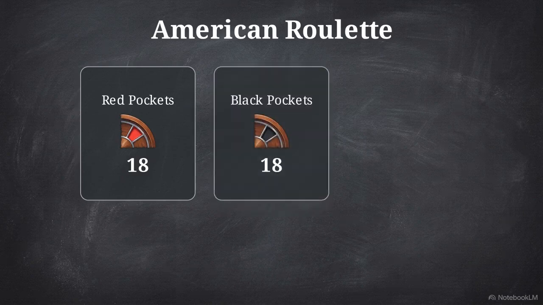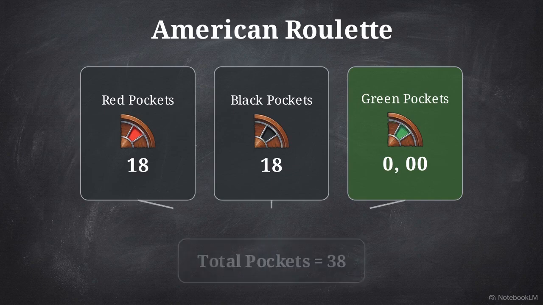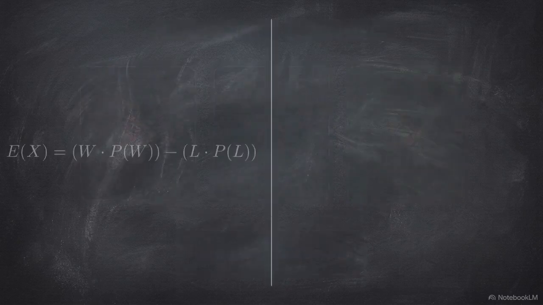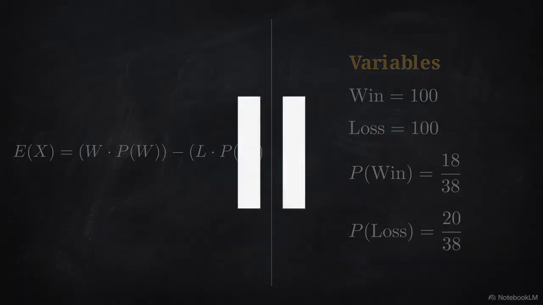Let's test this on an American roulette wheel. This layout has 18 red pockets and 18 black pockets, but adds a second green pocket, the double zero. That makes 38 pockets total. Pause the video here. Use the new shortcut formula and these variables to calculate the expected value for a $100 bet on the American wheel.